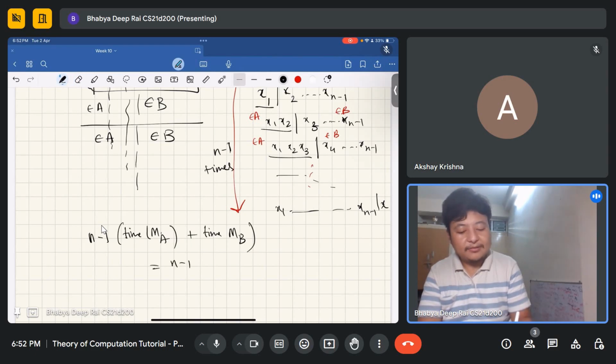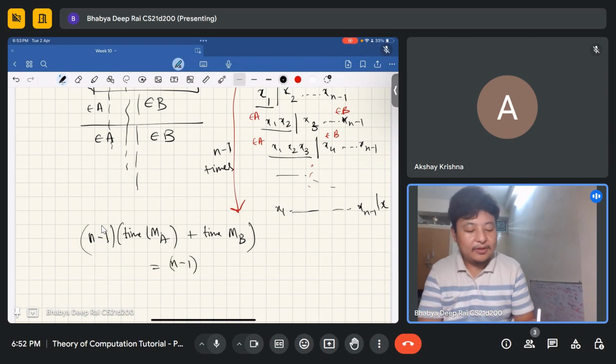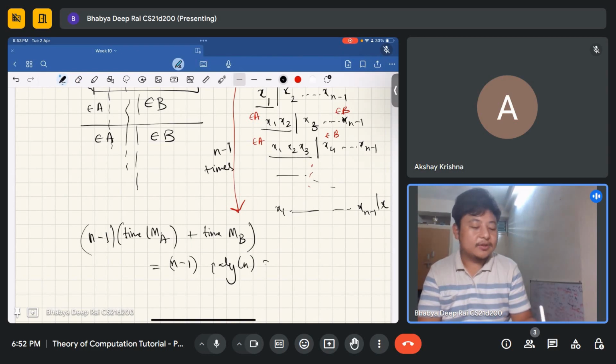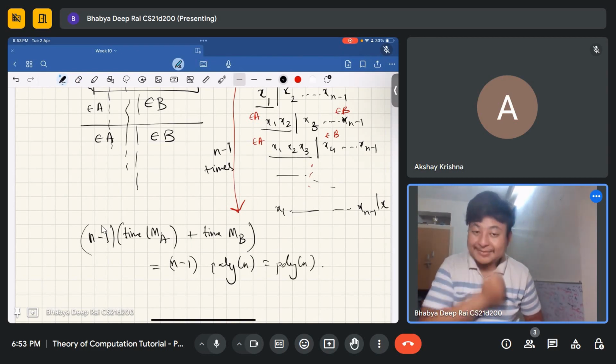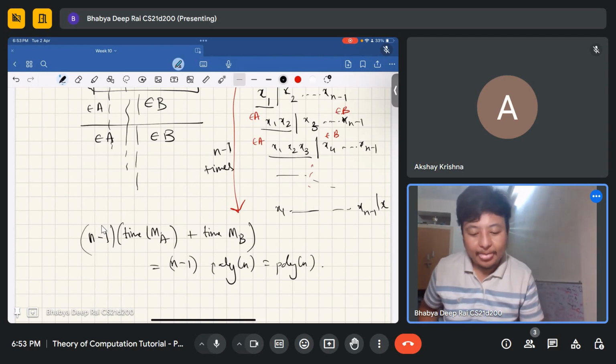Which is some n minus 1 times polynomial, which is also polynomial. Right? So this also takes polynomial time.